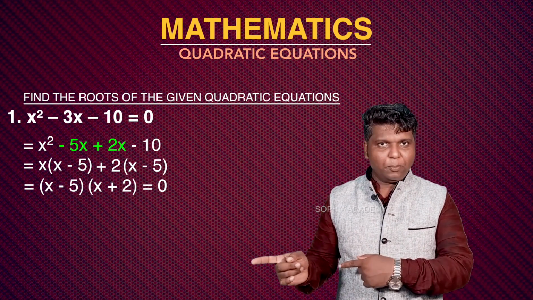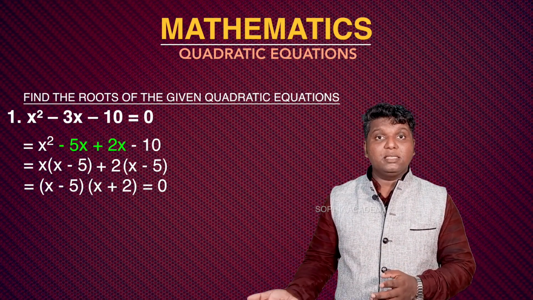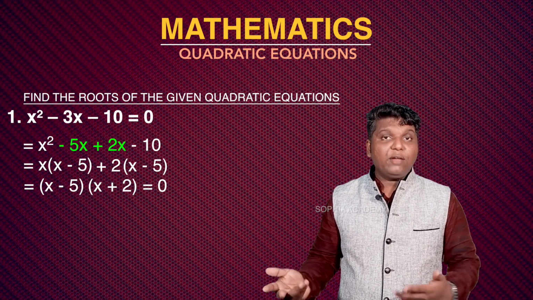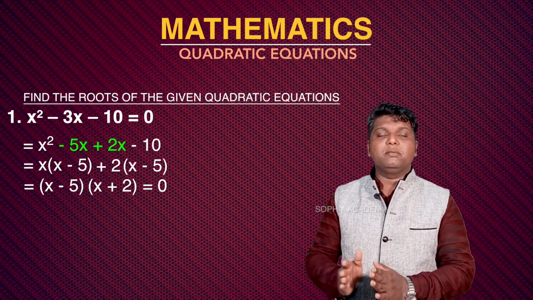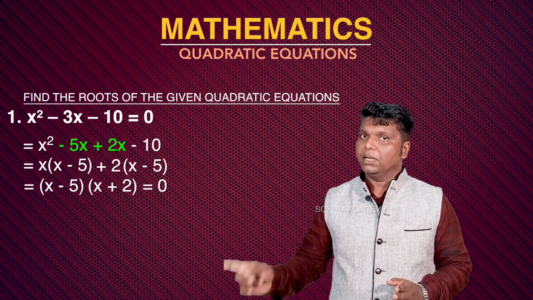Then only we will get the product as 0, right? 2 into what number is 0? 2 into 0 is 0. 5 into what is 0? 5 into 0 is 0. Definitely, when one number becomes 0, then only the product of two numbers will become 0.